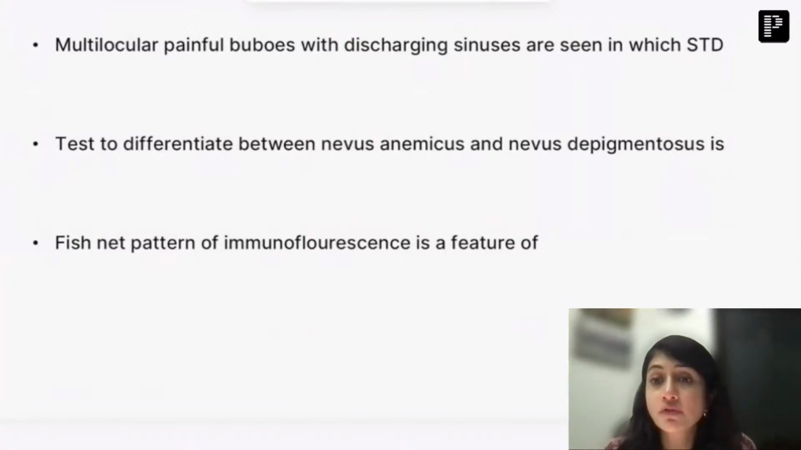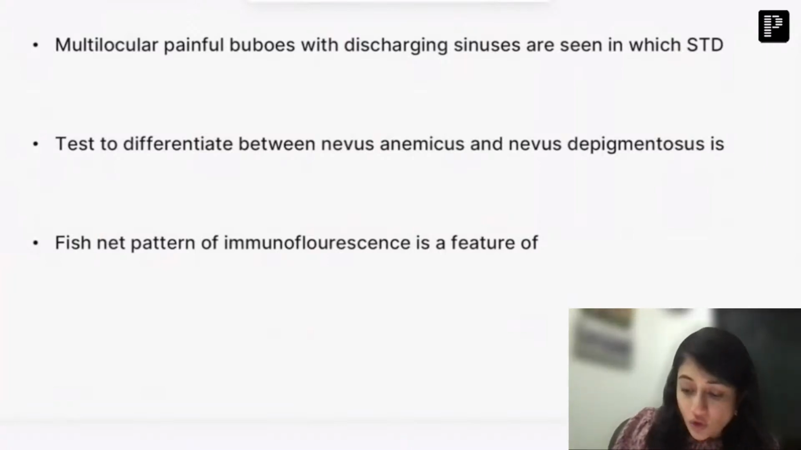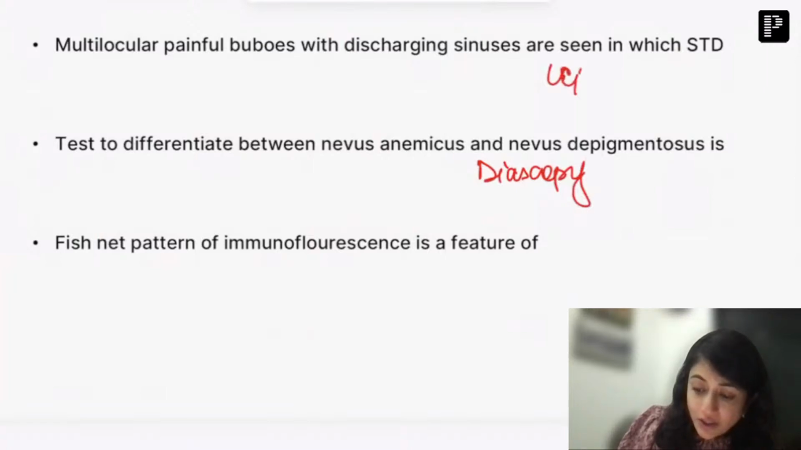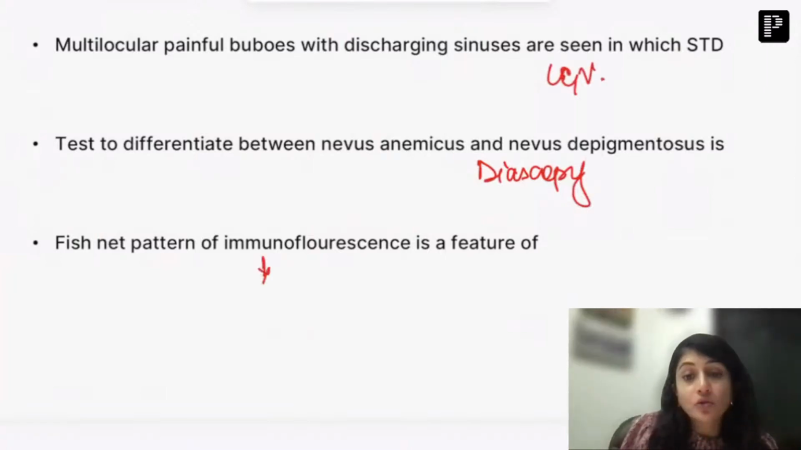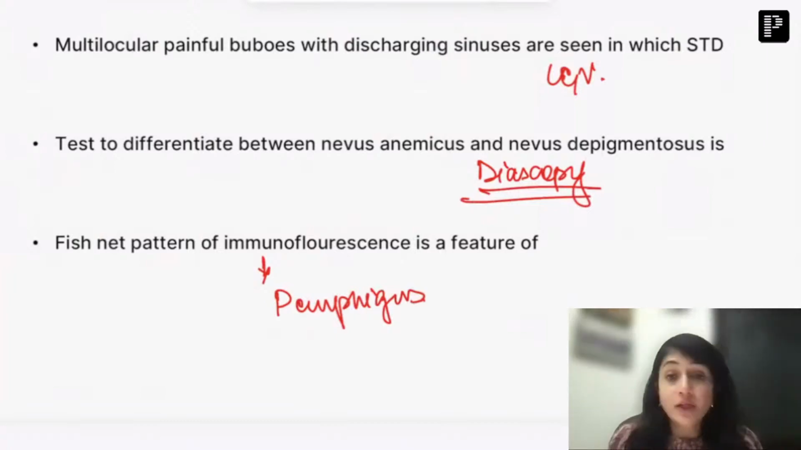Test to differentiate between nevus anemicus and nevus depigmentosus. Slide test, it's called as diascopy. The test is called as diascopy. Next question is easy. Fishnet pattern of immunofluorescence is something that you see in Pemphigus group of disorders. So I'm not asking you this. This is easy. So here the answer is diascopy. Diascopy helps to differentiate between nevus anemicus and nevus depigmentosus.